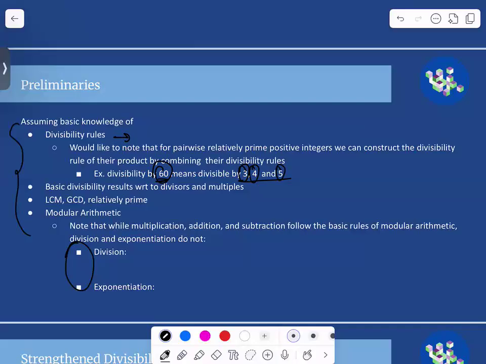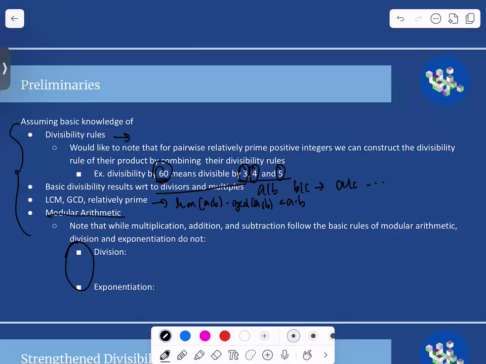And then obviously there are some basic results with respect to divisors and multiples, like if A divides B and B divides C, then A divides C, and such things, which I expect you to know. There's some basic stuff about LCM, GCD, and relatively prime numbers. Another important thing I expect you know is that the LCM of A and B times the GCD of A and B is equal to the product of A and B. If you forgot about that, that's fine. This is just a refresher.